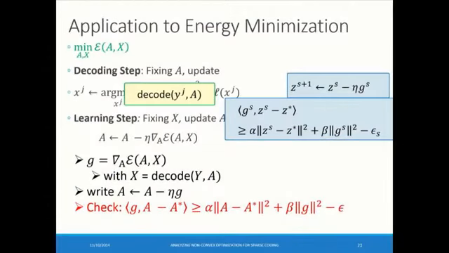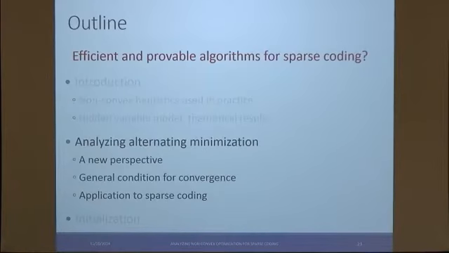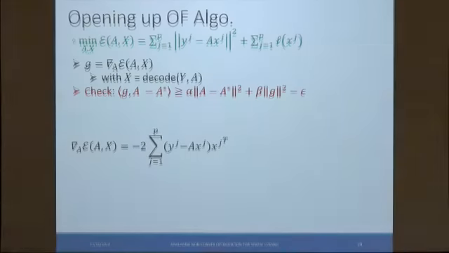Okay, so now I'm going to check this condition, the last line. This is what I need to do: G is correlated with A minus A star. And what is G? If you take the gradient, G is something like this.